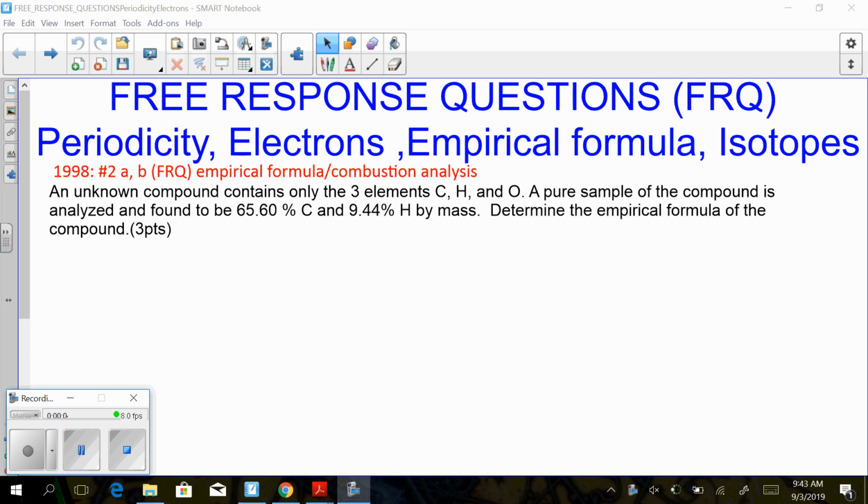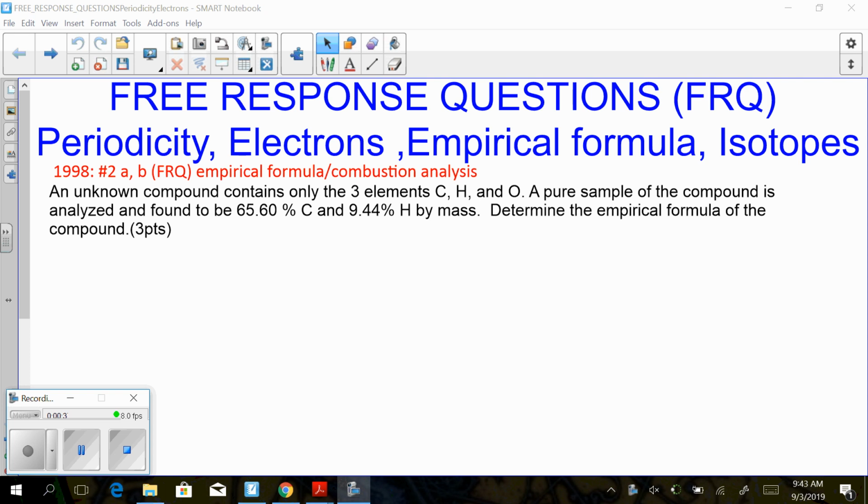Welcome to AP Chemistry, and today we are practicing with some free response questions for our unit on periodicity, electrons, empirical formula, a whole smorgasbord of stuff. So let's get started. Practicing these free responses will definitely help you out on the tests, and especially that big test in May.